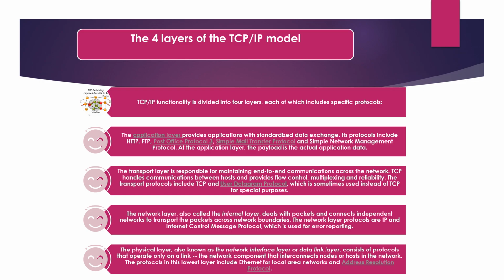reporting. The physical layer, also known as the network interface layer or data link layer, consists of protocols that operate only on a link, the network component that interconnects nodes or hosts in the network. The protocols in this lowest layer include Ethernet or local area network and Address Resolution Protocol.